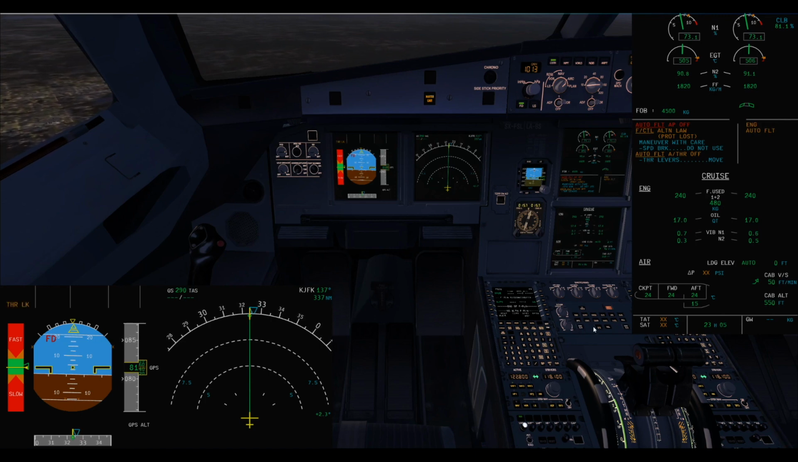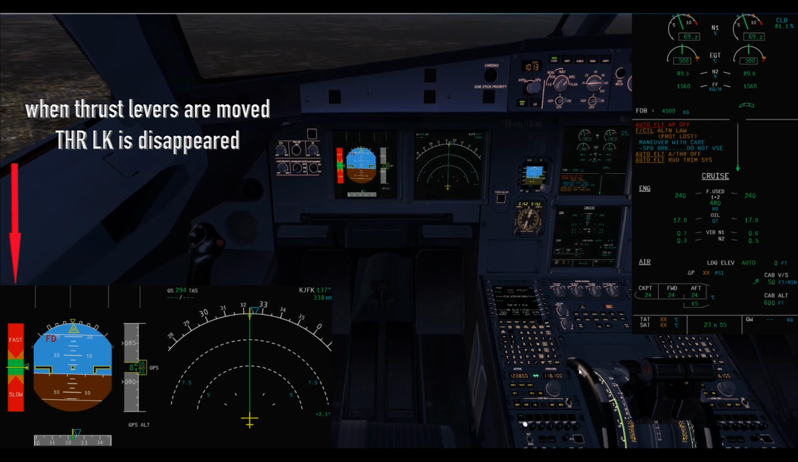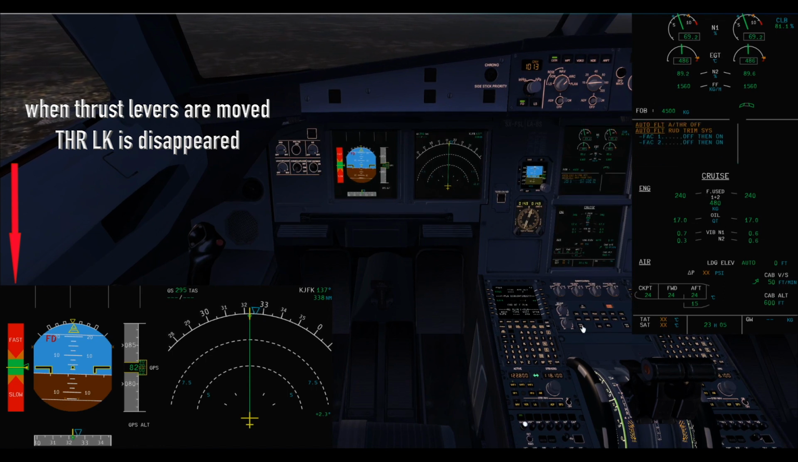We continue with the procedure. As you can see, flight controls revert to alternate law without protections. When the thrust levers are moved, the PFD caution related to the auto thrust system disappears.